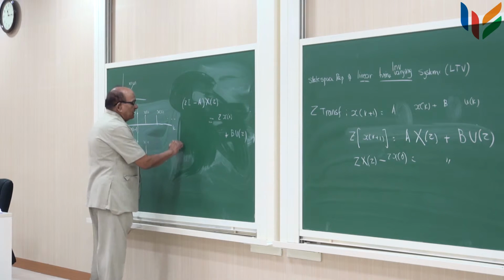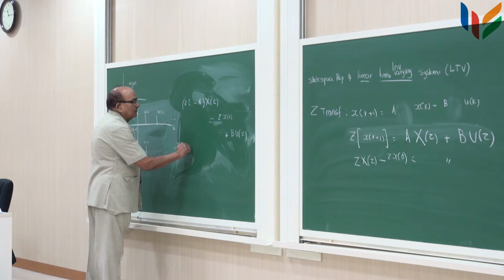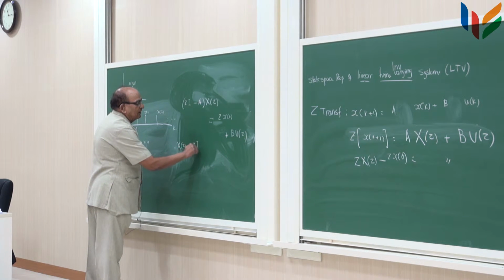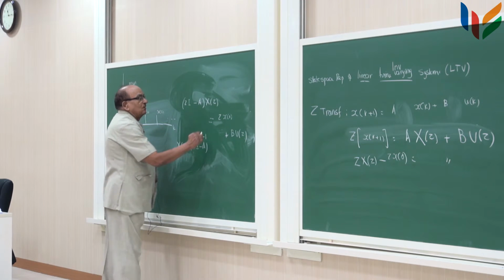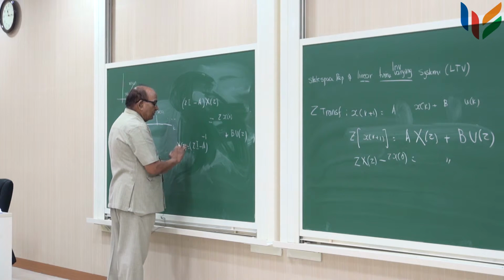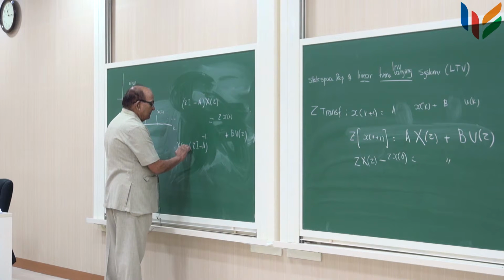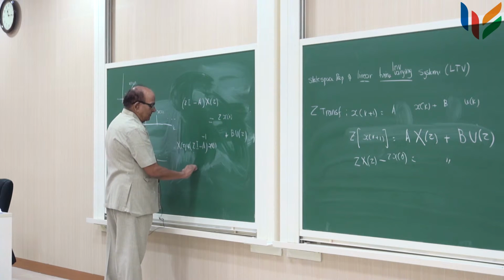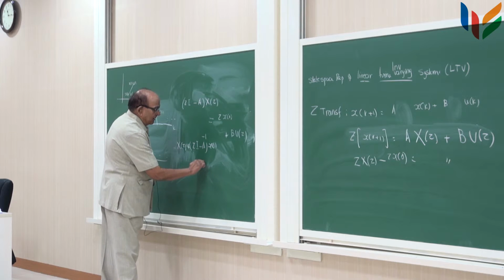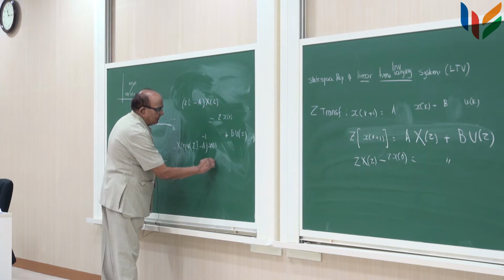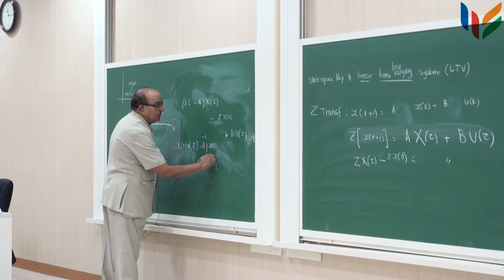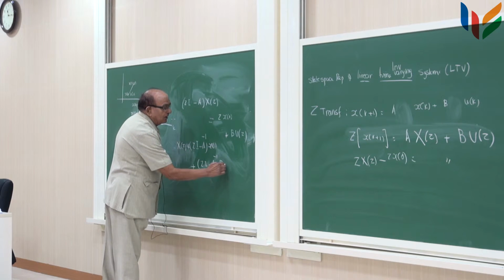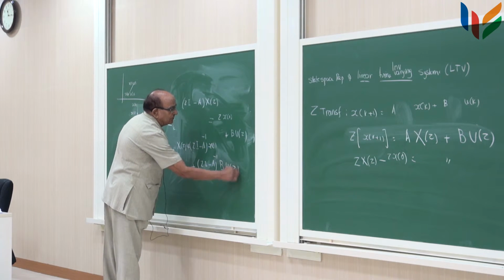So X(z) is equal to (zI minus A) inverse times z times x0 plus (zI minus A) inverse B U(z).